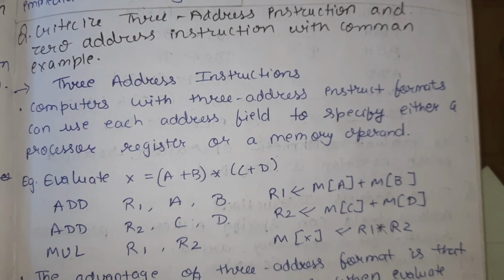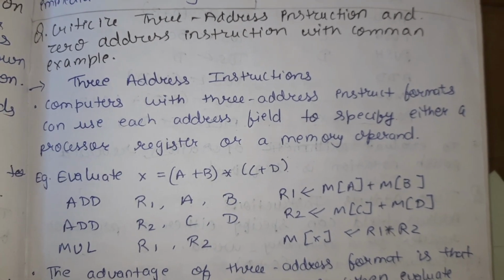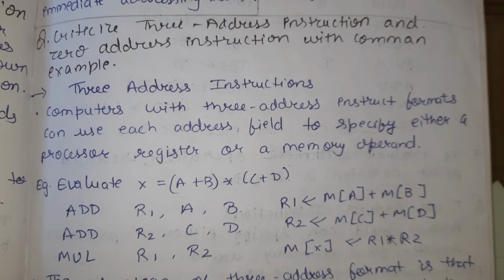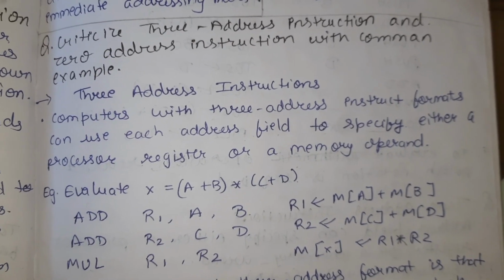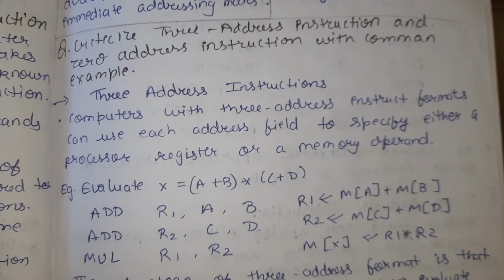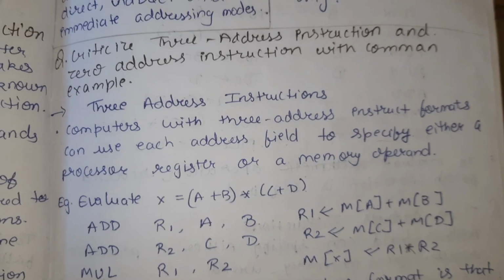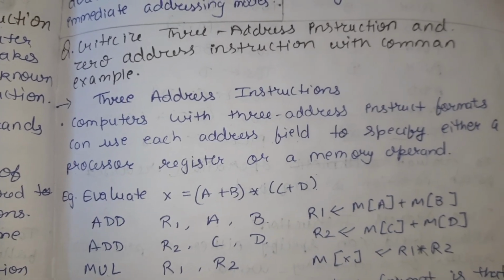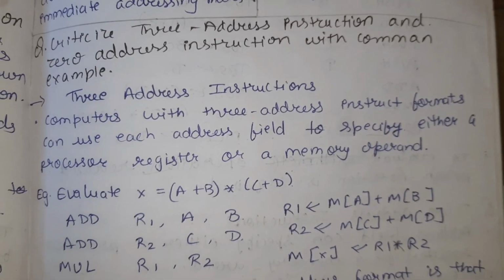Today we are going to understand a new topic, that is different types of addressing. Let's start. Let's discuss 3 address instruction and 0 address instruction with a common example.